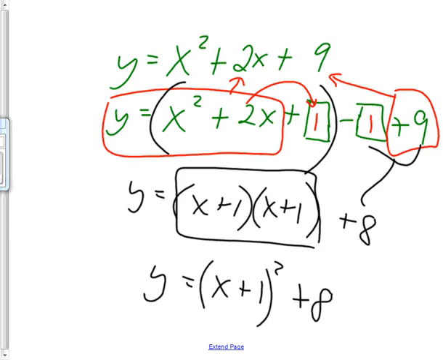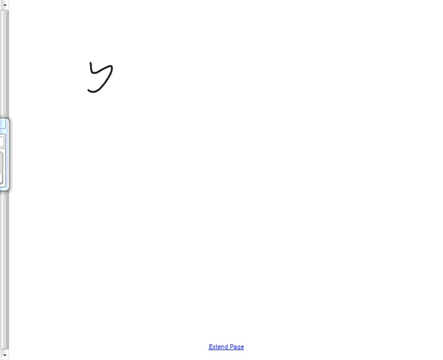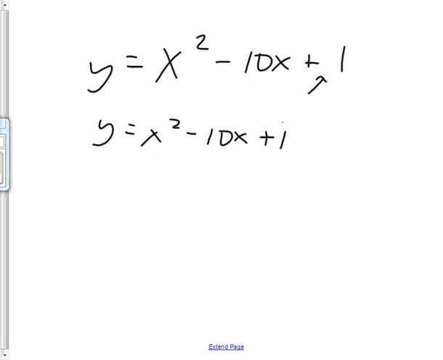Okay. Here we go. Next one. Y equals x squared minus 10x plus 1. Write that down. Then squeeze in a plus box, minus box right here. X squared minus 10x plus a box, minus a box, plus 1. Then half and square. Half of negative 10 is negative 5. Square it is 25.